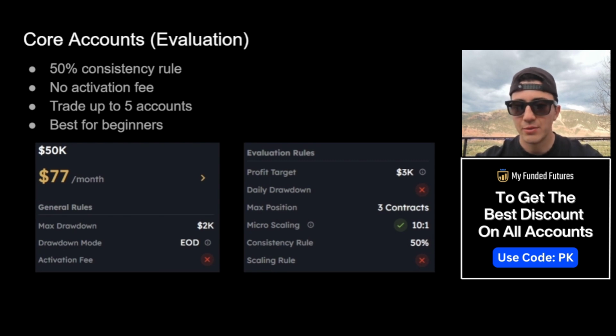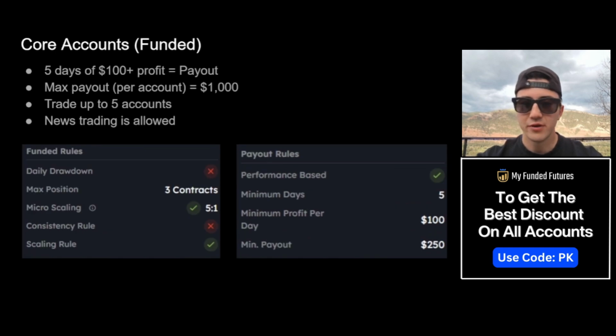There's no activation on these accounts. You can also copy trade up to 5 of these accounts, and in my opinion, it's very tough to beat these accounts for the price and the value that you can get from them. Especially if you are a beginner, I would definitely suggest going with the core accounts. Moving on to the funded phase.